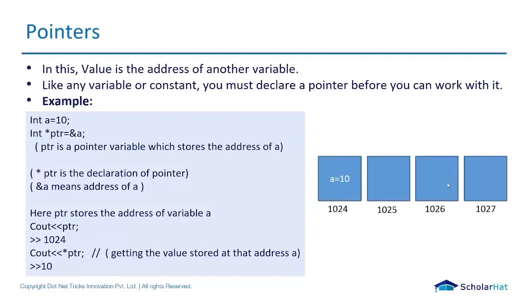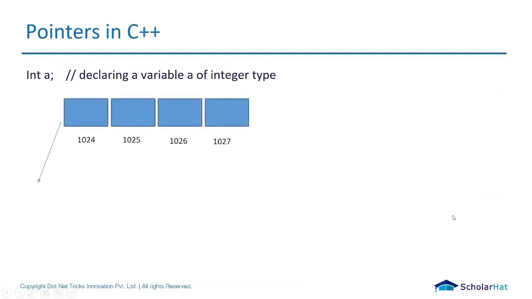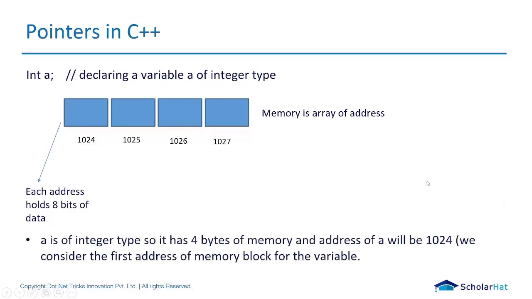Now move to the next part. So int a is the declaration of a normal variable. When we write int a, it is going to give some space in memory; a is going to take 4 bytes of memory, and 1 byte is equal to 8 bits of data, that we already know. This memory address is given in memory when we write this int a.